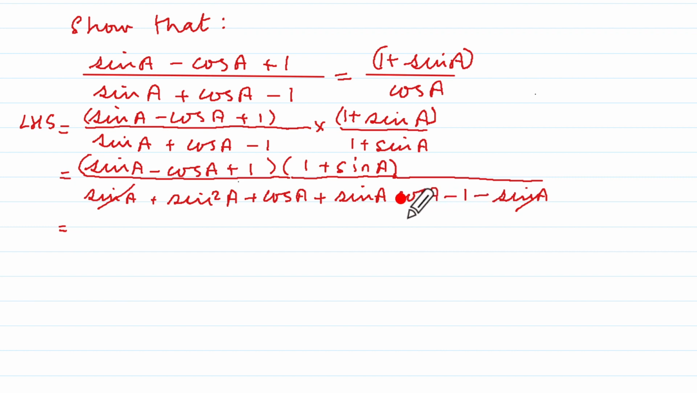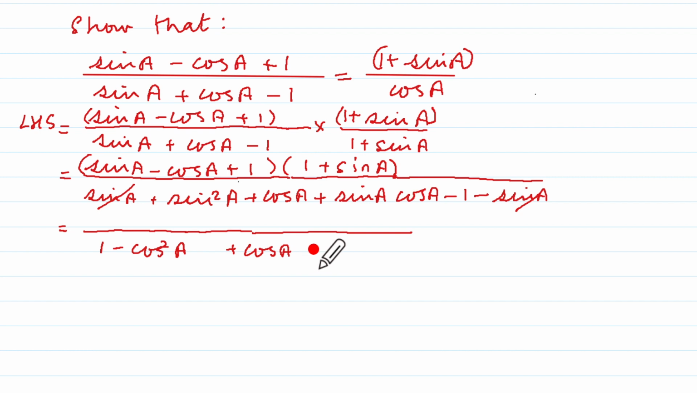Can you see that? Now we don't need sine a in the denominator. What do we want in the denominator? Cos a. So can we convert this sine square a into cos square a? One way of doing that is sine square a minus 1 will be minus cos square a. But some of you may find it confusing, not a problem. Take this sine square a and write it as 1 minus cos square a. Then write this cos a as it is, plus sine a cos a as it is, minus 1 as it is, and in the numerator, these two brackets we will write as they are.